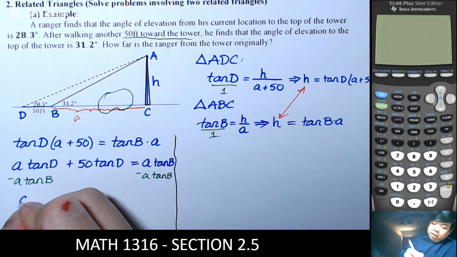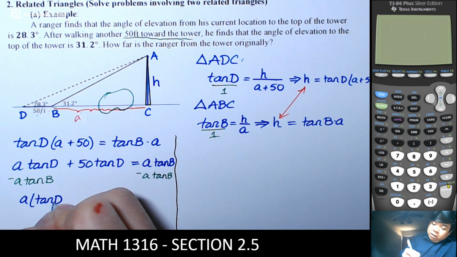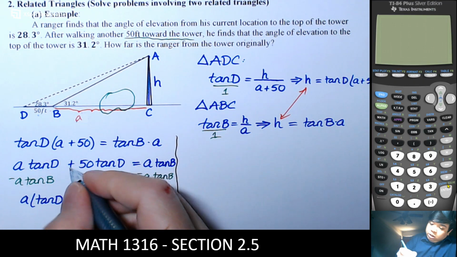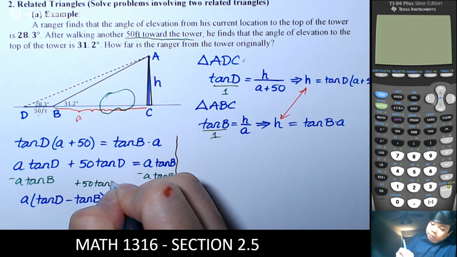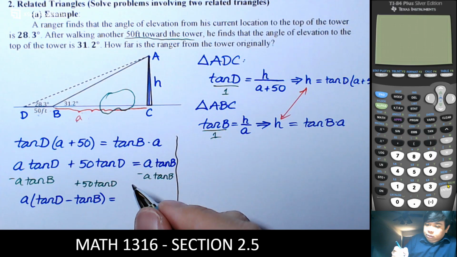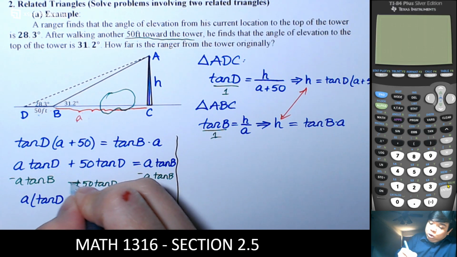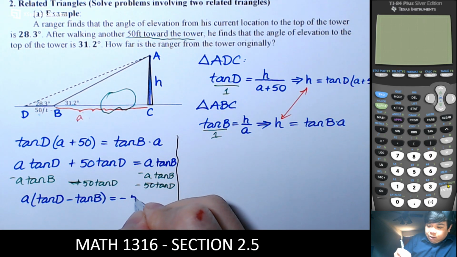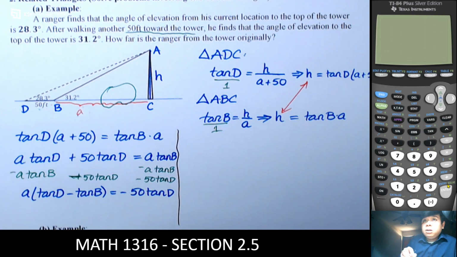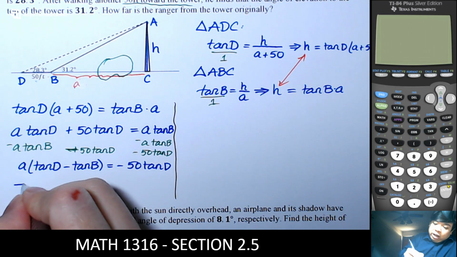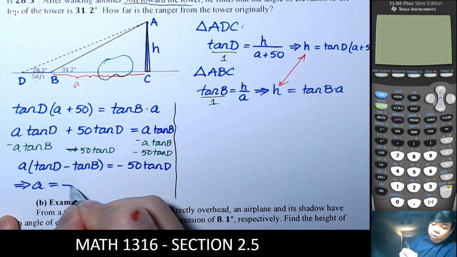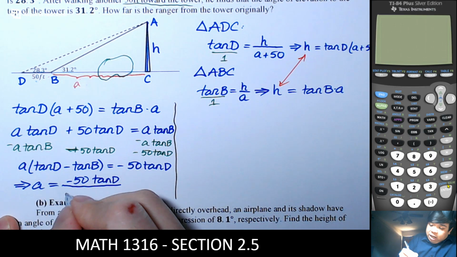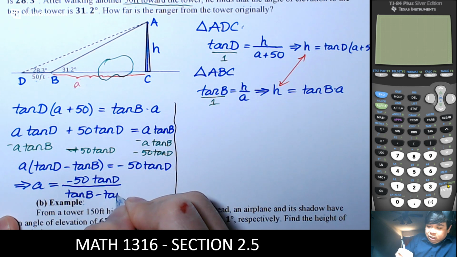And that gives us A times tangent D minus tangent B. And we're going to add this on both sides. Sorry, we should subtract that on both sides. That's negative 50 tangent of D. And then divide by the parentheses on both sides, we have A is equal to negative 50 tangent of D over tangent D minus tangent of B.